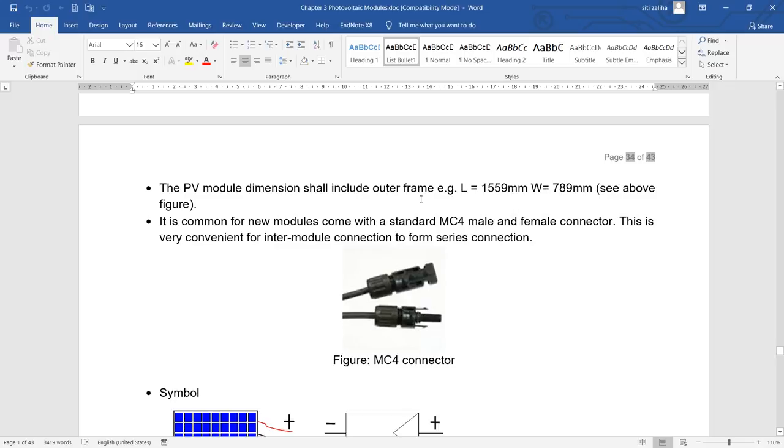So the PV module dimension shall include the outer frame. For example, this is the length and the width. It is common for new modules to come with the standard MC4. This is the MC4 connector. This is the male connector and this is the female connector. This is very convenient for intermodule connection to form a series connection.